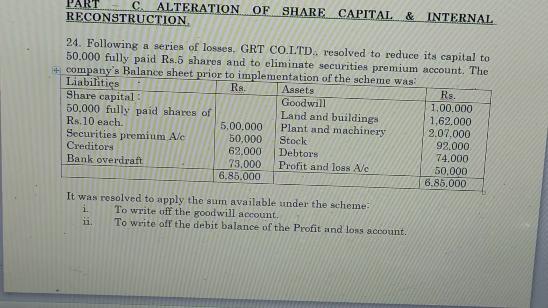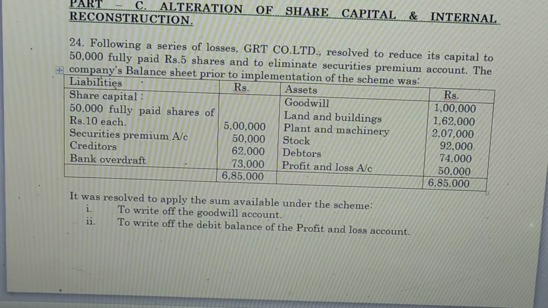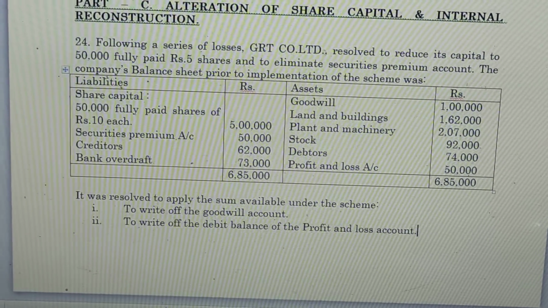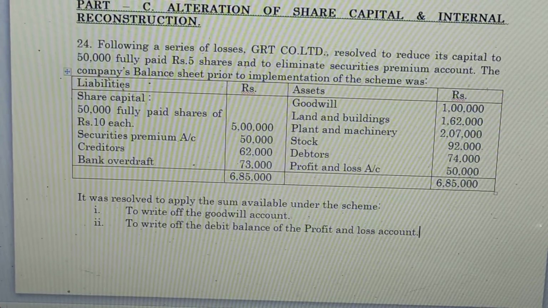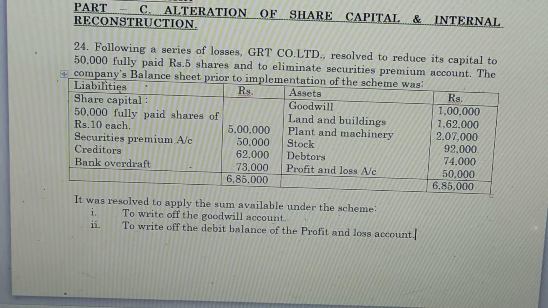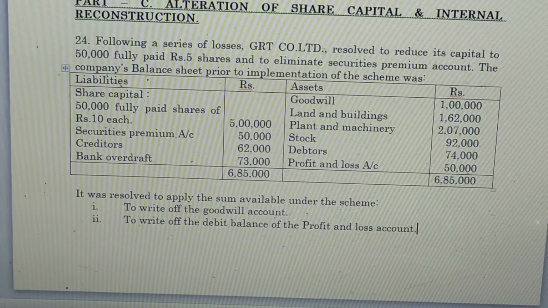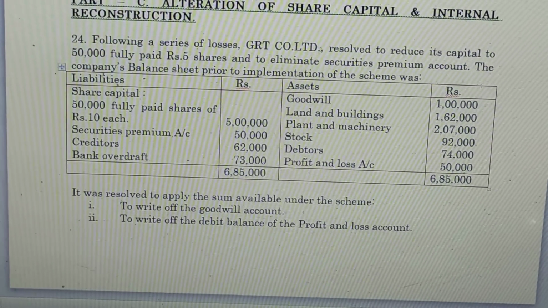Securities premium account rupees 50,000. Creditors rupees 62,000. Bank overdraft rupees 73,000. The total liabilities are 6 lakhs 85,000.